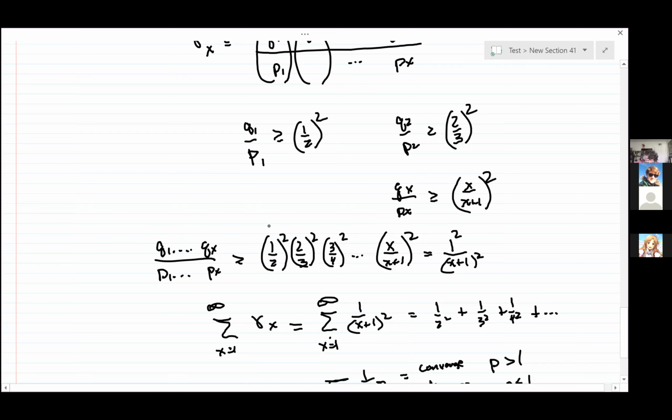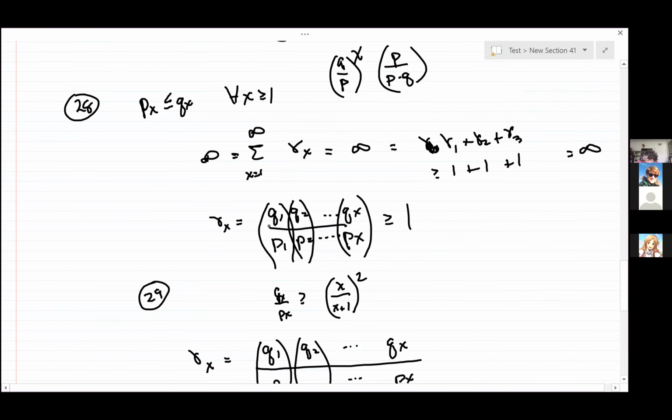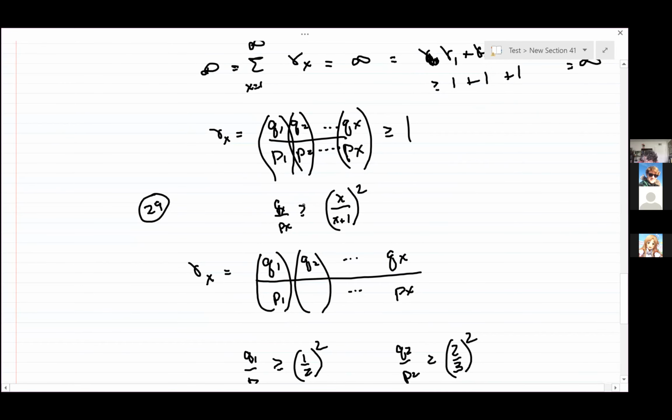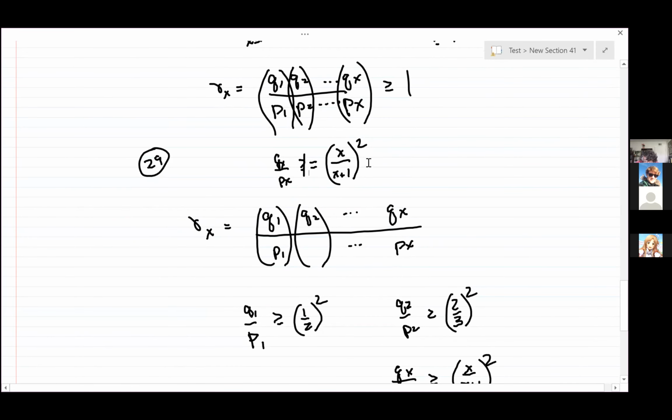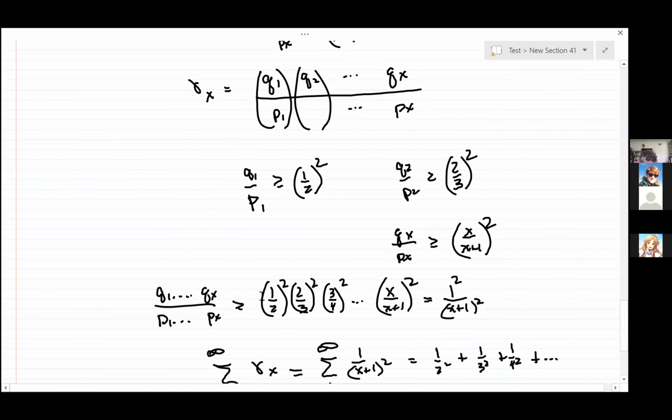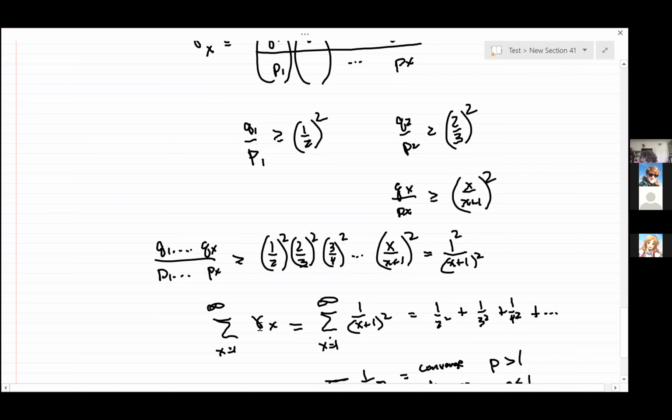So every place above here, starting here, I should have just made it equal. That's what they give you there, right? So since the ratios of the Q's over the P's are equal to these, and since if you multiply all those together you just get this, and since that's just the p-series where p equals 2, this converges, that means this converges, that means what? The birth-death chain is transient. That's what we're trying to show. That's part A. And this inequality should become just equality, right?